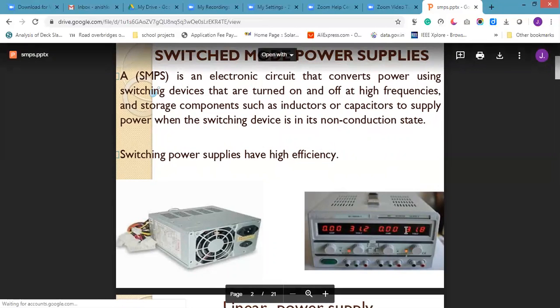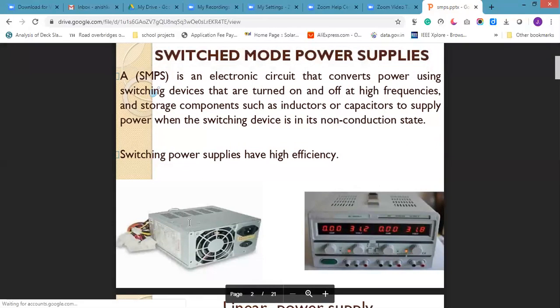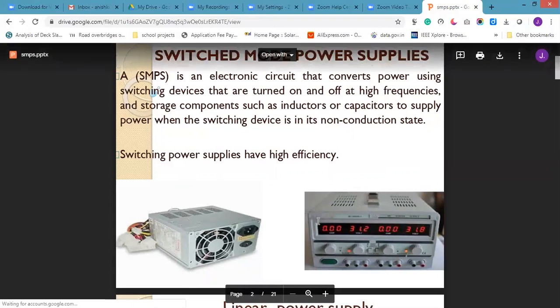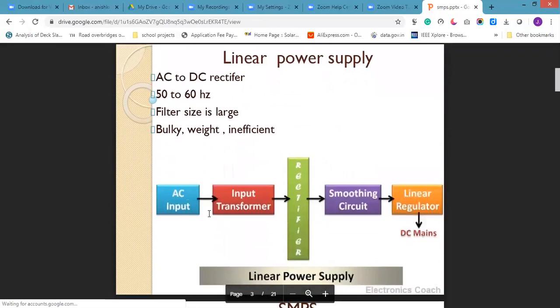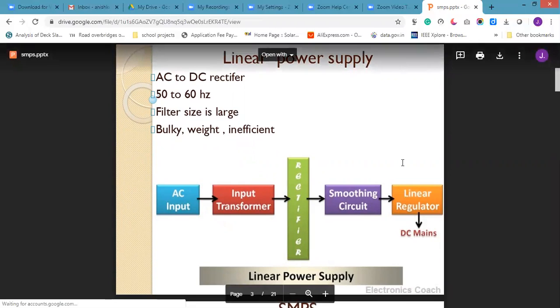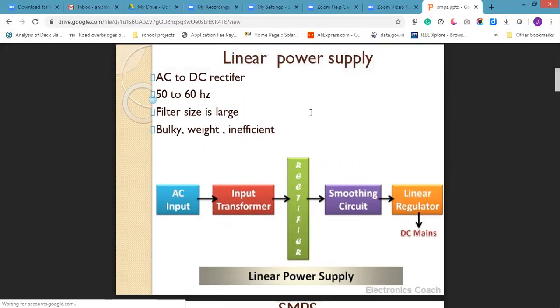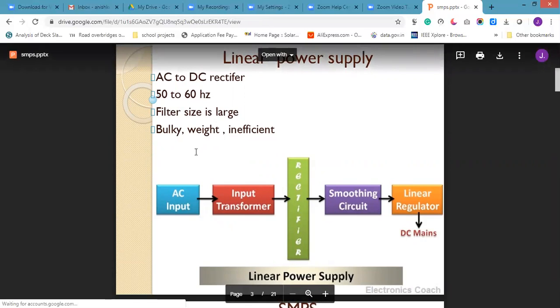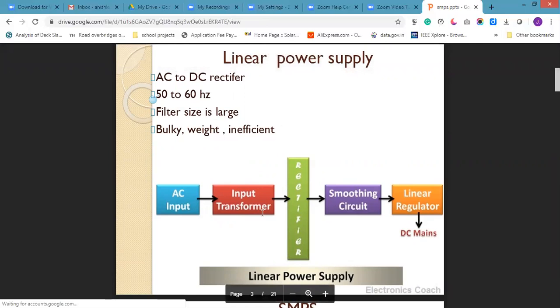Here I have shown two types of power supply. On the left hand side, this is called as switch mode power supply, and this is called as linear power supply. In earlier days, we were using the linear power supply. The linear power supply has a lot of disadvantages. Due to these disadvantages, we are now moving to the SMPS.